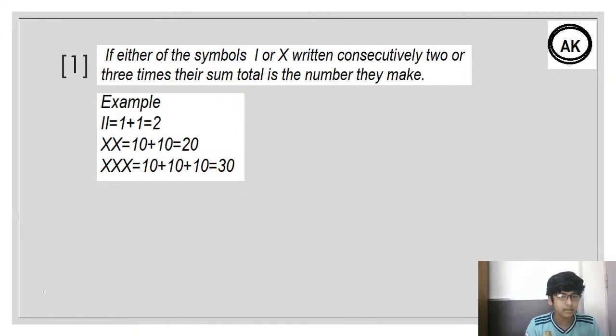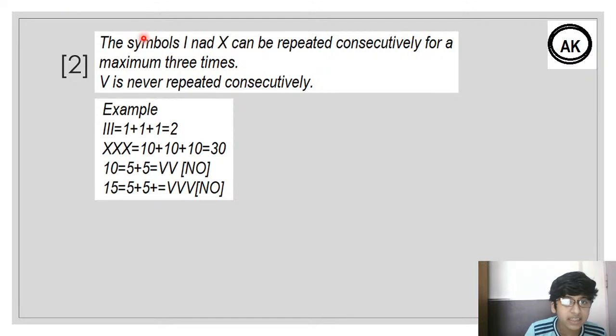If we write X X, it means 10 plus 10, which is 20. X X X, 10 plus 10 plus 10, is 30. 50 would not be possible this way because we have a separate symbol for 50. The symbols I and X can be repeated consecutively a maximum of 3 times.